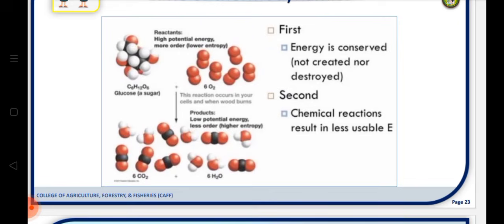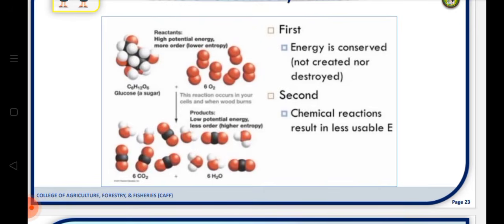Okay? So the key idea of the first law of thermodynamics is that the total energy stays constant, but it can change forms, okay, from light to chemical, then to kinetic. So another example, sunlight absorbed by chlorophyll is stored in glucose. That glucose is later broken down to release energy for growth, movement, or reproduction. And then we have the second law of thermodynamics. So, less usable energy after reaction. What does it mean? It means every energy transformation makes some energy less usable, often lost as heat.